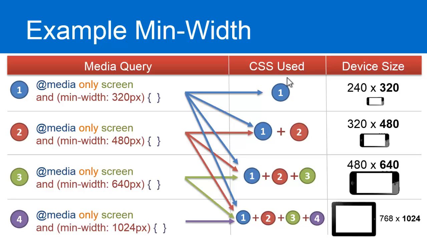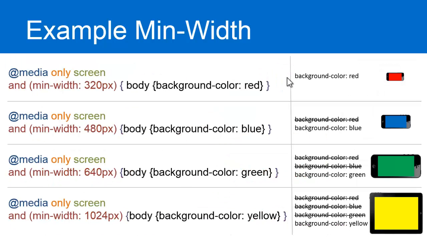And as you start getting larger in screen real estate, you're going to be overriding those smaller screen style sheets. So for example, if I have a background color of red for the small screen, as you get down into the larger screens, it's overriding those smaller CSS properties.